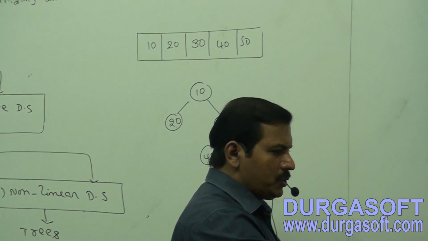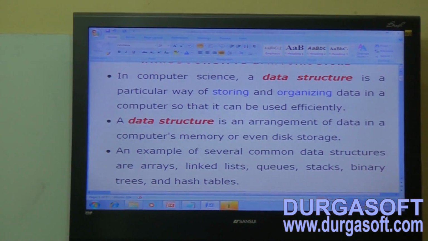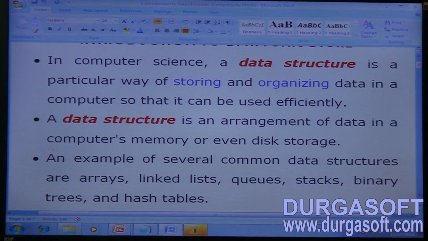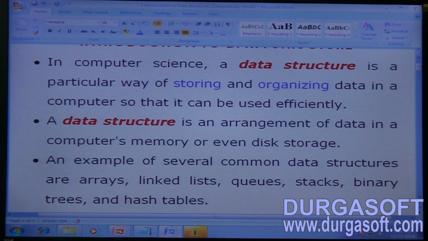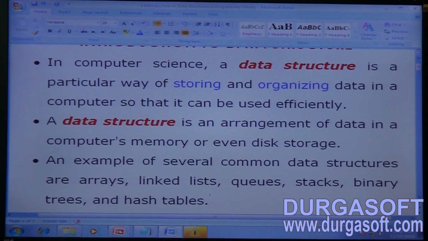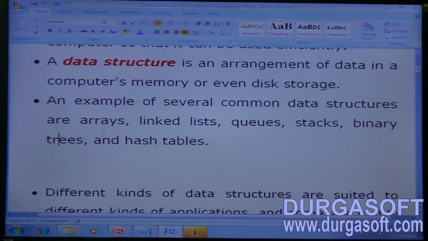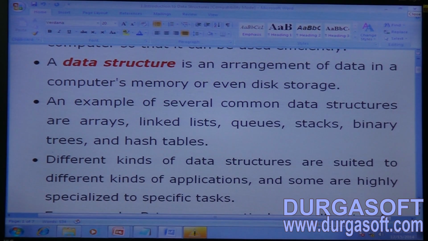Next point. The examples of several common data structures are arrays, linked list, queues, stacks, binary trees, and hash tables.